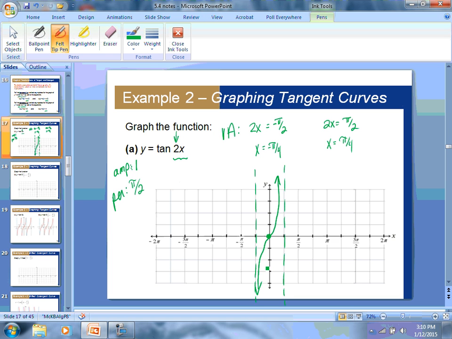We can repeat this now. We know that my period's pi over 2, so if I'm at pi over 4, another pi over 2 would be 3 pi over 4. And again, you can do that on your calculator, so you could take pi over 4 plus a half, or take 1/4 plus a half. And then again, draw in another tangent curve. And if you want to go the other direction, you can. Put in another asymptote, and then draw in another curve.